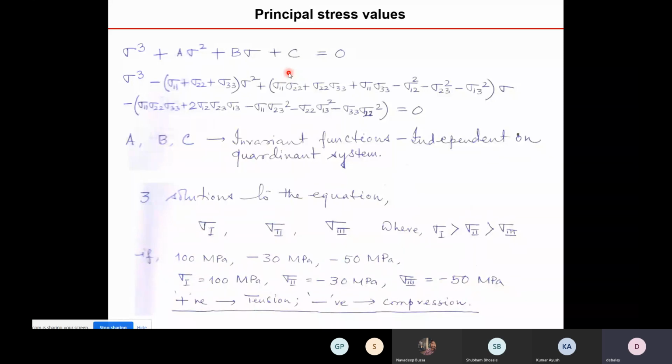So this expression has three solutions: sigma Roman 1, Roman 2, Roman 3, and conventionally Roman 1 is taken as the maximum one and Roman 3 is the minimum one. Two of them can be equal also, even all three of them can be equal also.